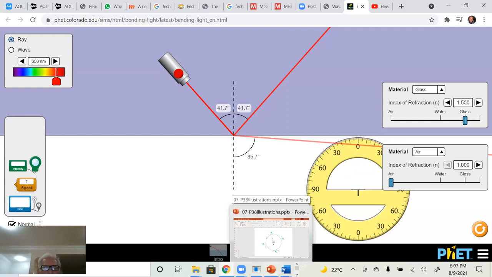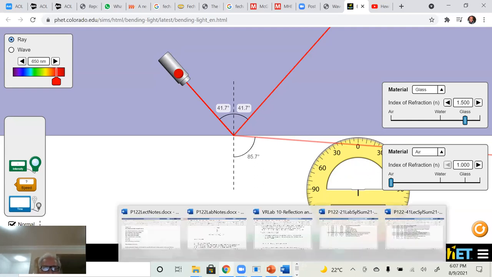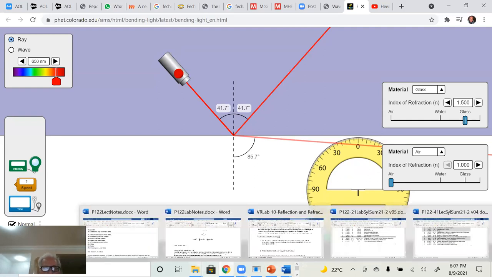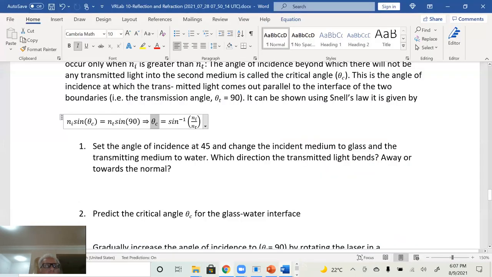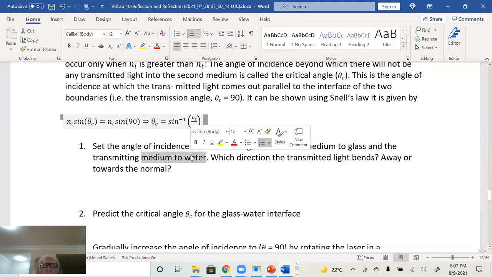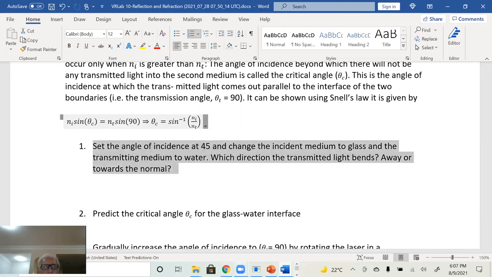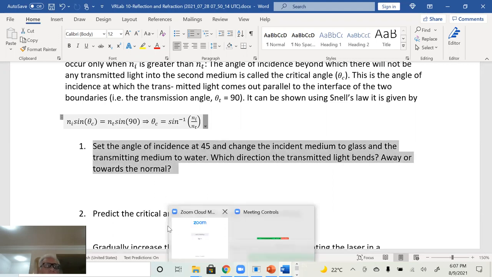So let's go ahead. Let's see what he's going to ask us. Set the angle of incidence to 45 and change the incident medium to glass, and the transmit medium to water. Oh, he wants me to put the transmitting medium to water. Which direction does the transmitted light bend? Away or towards the normal? It should be the same as with air, right? But it's not going to be at that angle that you saw.